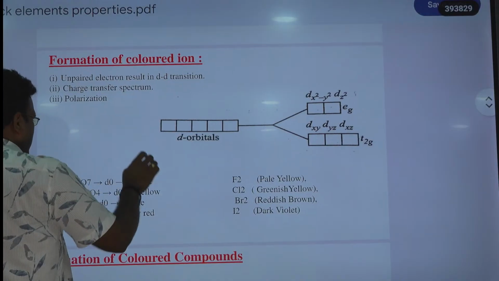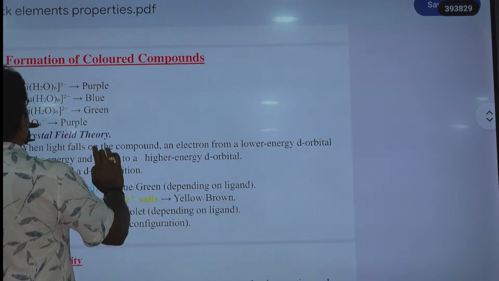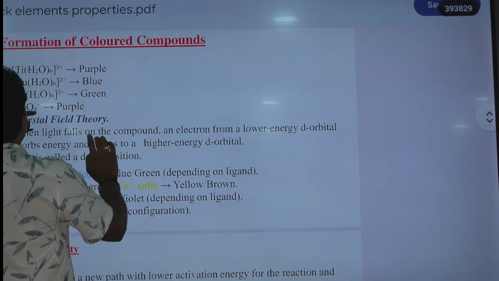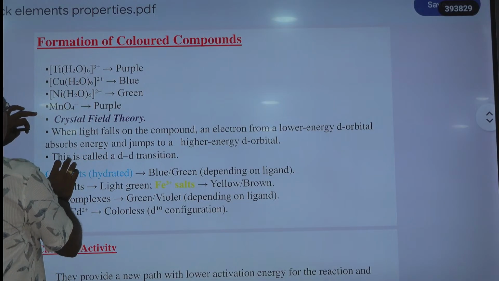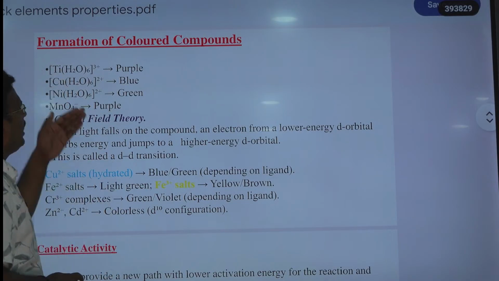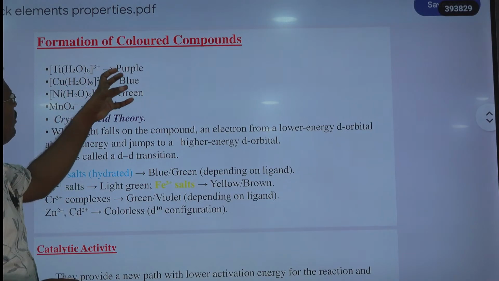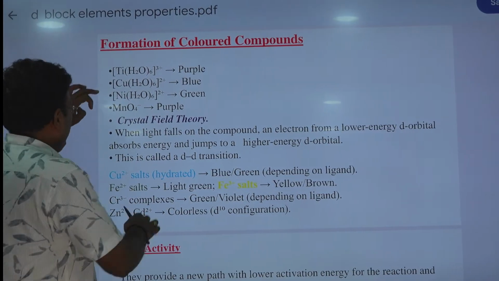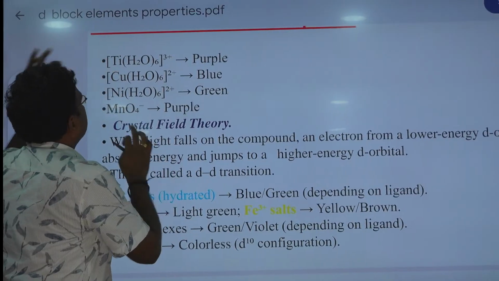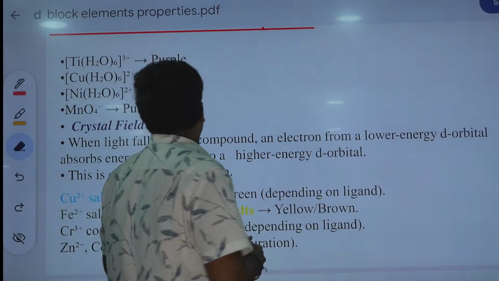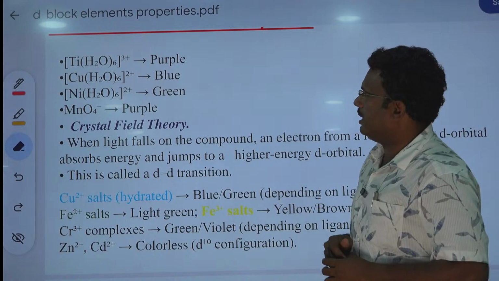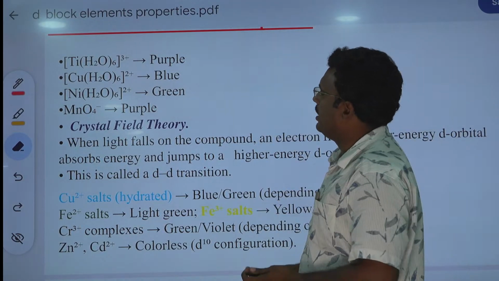The next one is some colored compounds, very important. Some colors come in NEET and IIT examinations. The formation of colored compounds is a very important topic. Here titanium, copper, nickel and manganese. Different colors appear here.